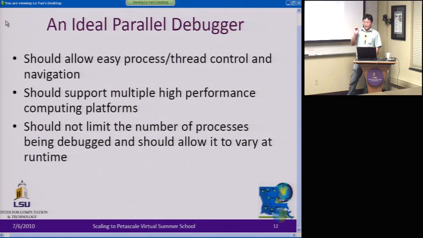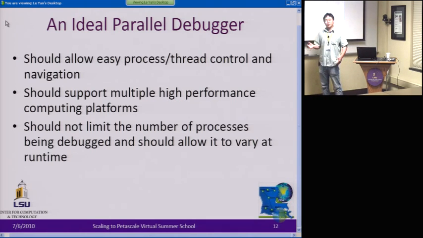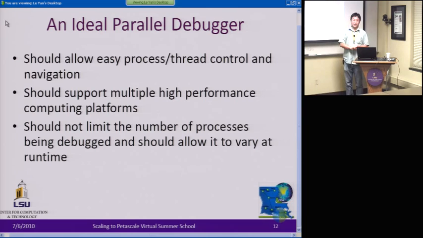Also, it should be scalable. It should be able to allow you to debug a program with say 4 processes, and it should be able to allow you to debug a program with 1,000 processes. Well, that is probably a little bit greedy, but like I said, this is the ideal debugger. What an ideal debugger should do.